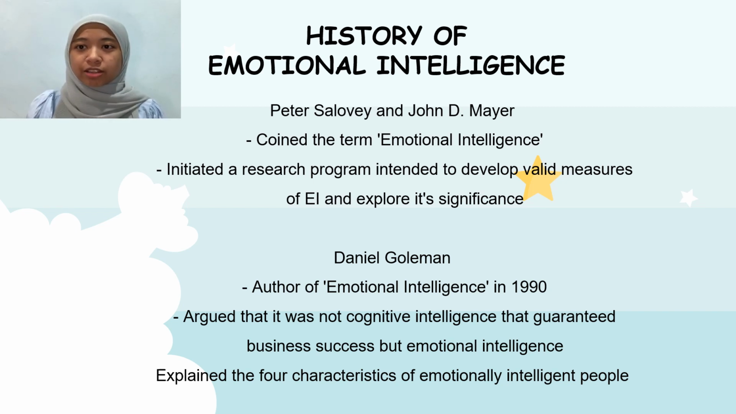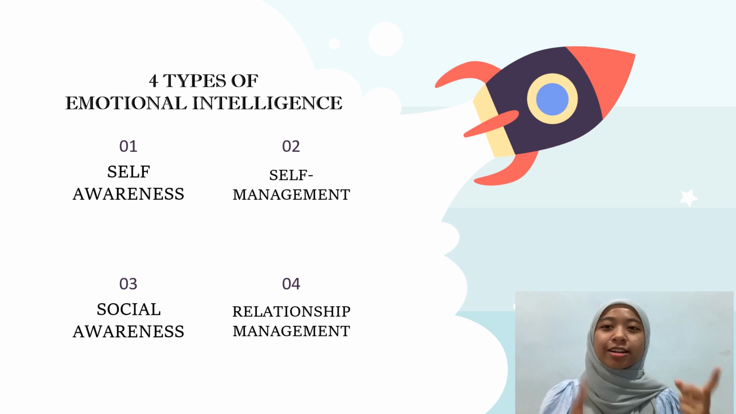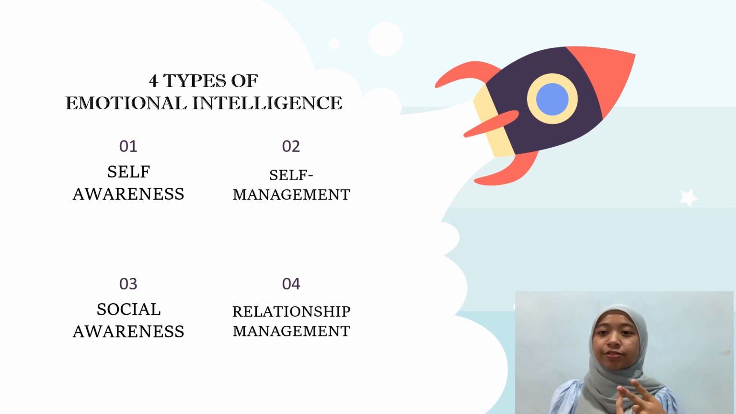And another psychologist, who is Daniel Goleman, who is the author of a book entitled Emotional Intelligence in the 1990s, argued that it was not cognitive intelligence that guaranteed business success, but emotional intelligence. And he further explained the four characteristics of emotionally intelligent people. Four types of emotional intelligence are self-awareness, self-management, social awareness, and relationship management.